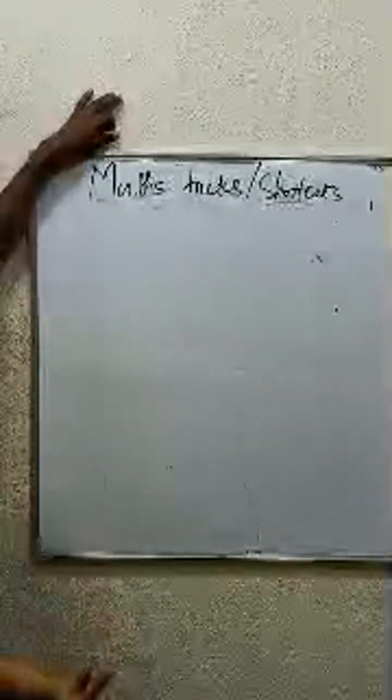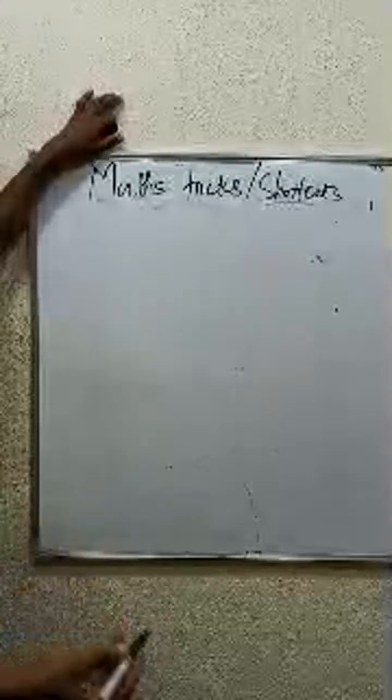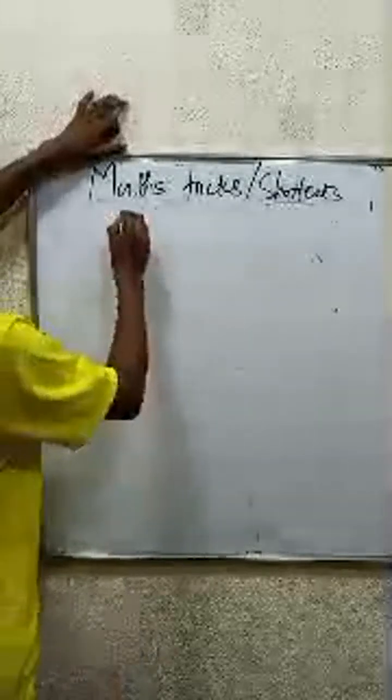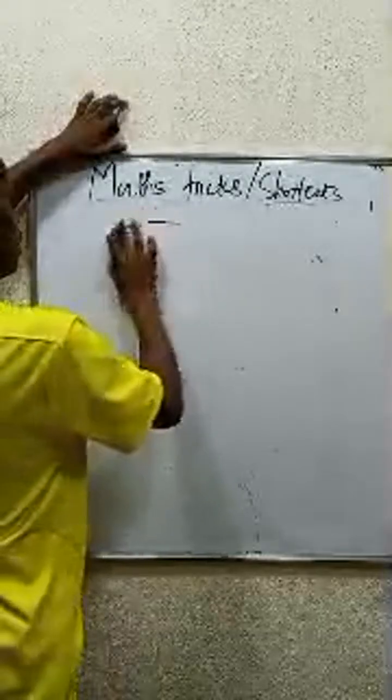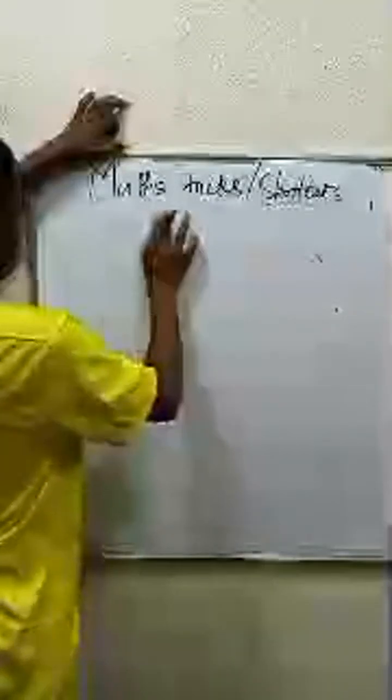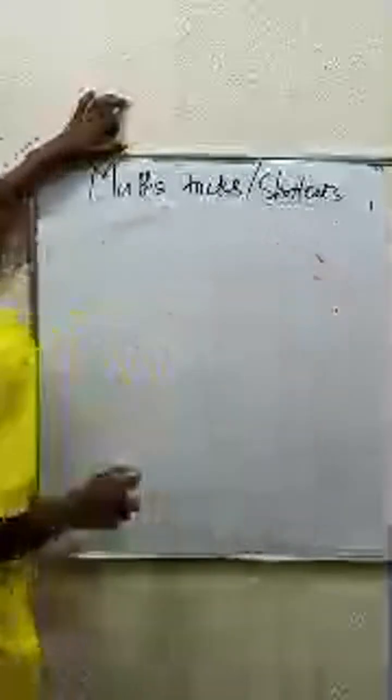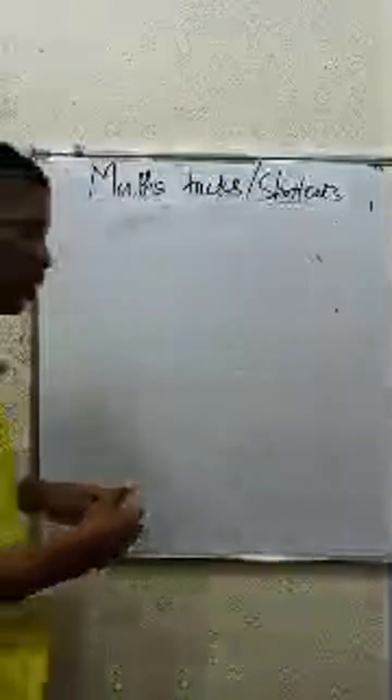So we've learned about dividing and all this. What if you are trying to find the square root of a number? Let's just leave the square root now. So these are the few shortcuts we've looked at.